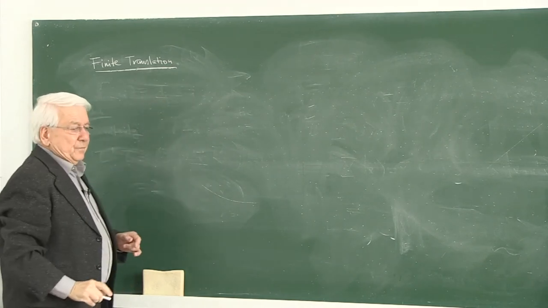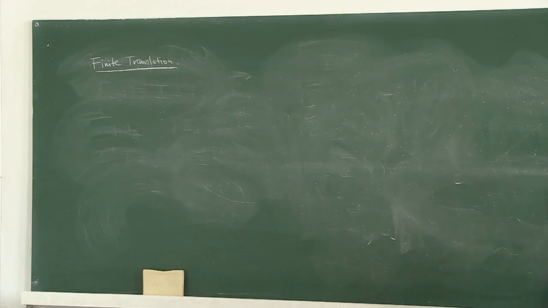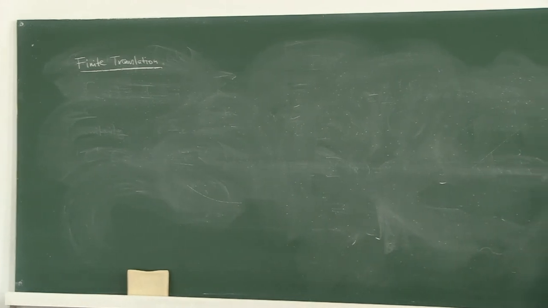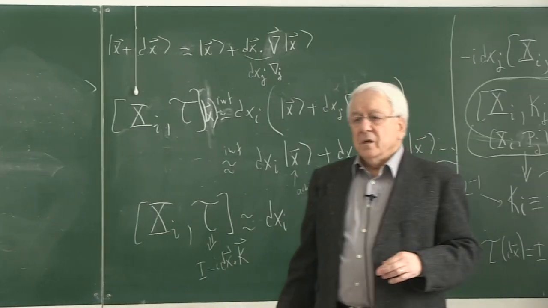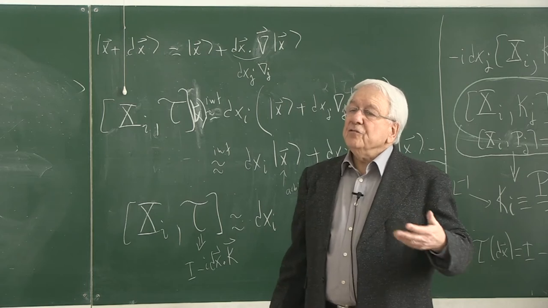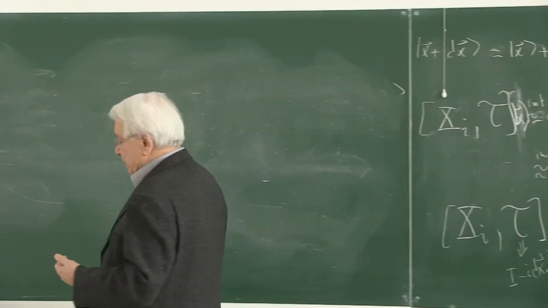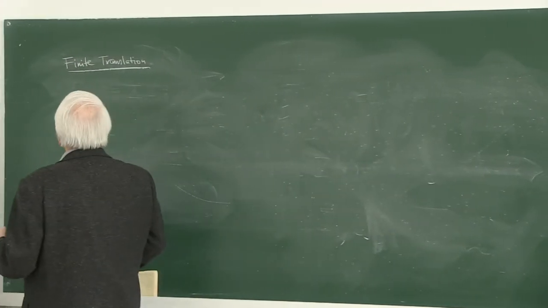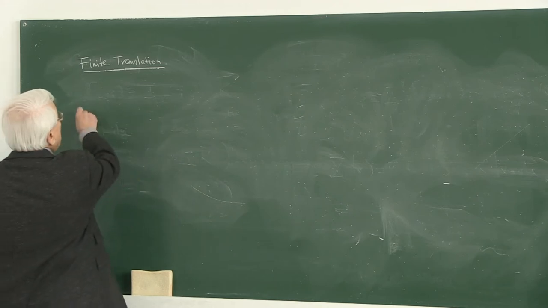As always, with the exception of some discrete transformations, to construct a finite transformation, we usually start with the infinitesimal ones and integrate. Integration is here exponentiation, really. So how do I go from an infinitesimal translation to a finite one? We think of the following.